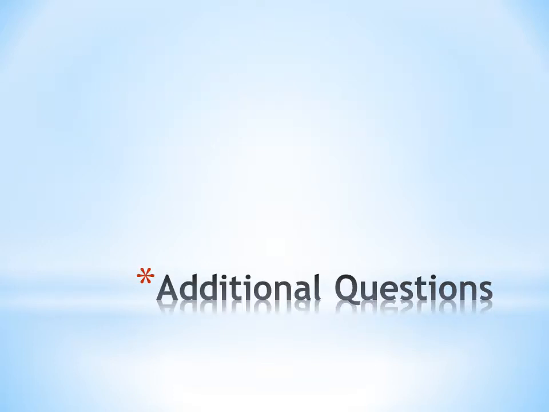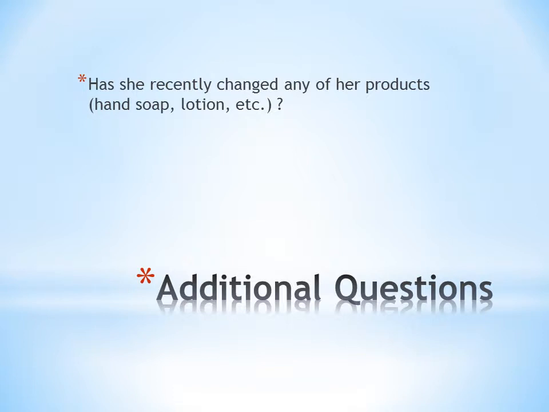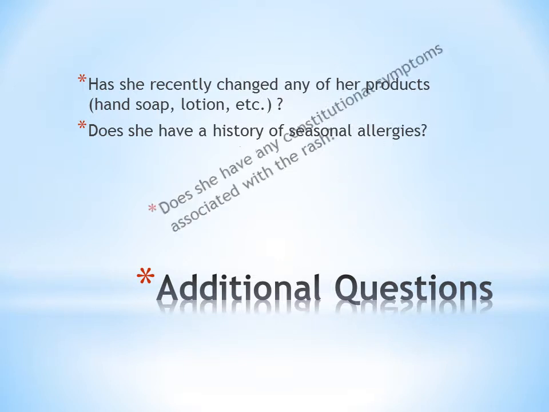And so some of the questions that I think are important to ask are, has she recently changed any of her products? Lots of times you can have irritant reactions when you change your hand soap, for example. She washes her hands often. She's a waitress, so we have to consider that. Does she have a history of seasonal allergies? So this could be important to rule in or rule out certain conditions like atopic dermatitis.